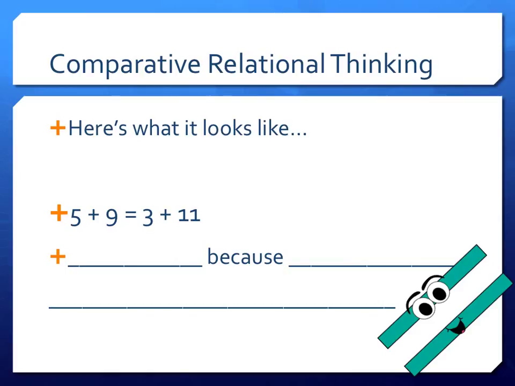5 plus 9 equals 3 plus 11. You need to decide, is that a true or false statement? Now, you're all old enough to tell me, well, 5 plus 9 is 14, and 3 plus 11 is 14. So of course they're true, Mrs. Sheridan. They both add to 14. Well, that is a correct statement. That does not use comparative relational thinking. Remember, we want to look for the relationships between the numbers.